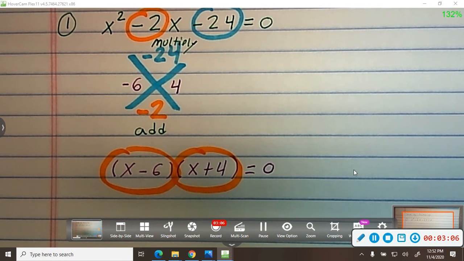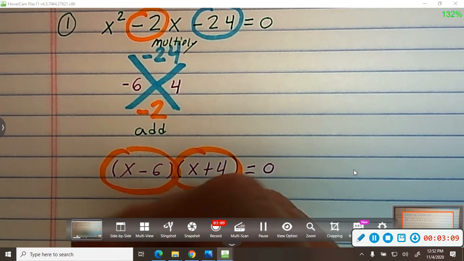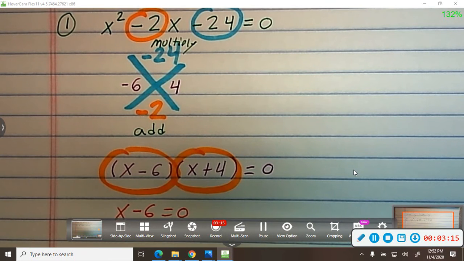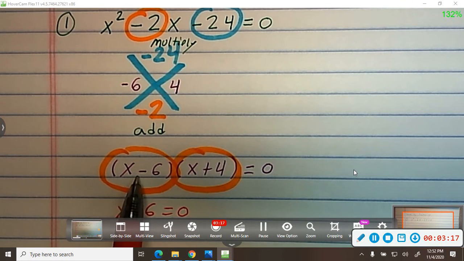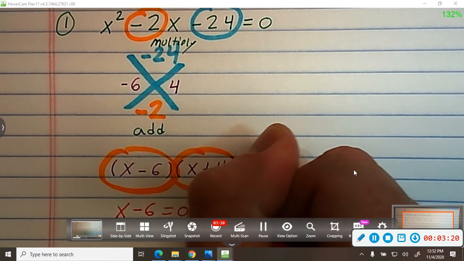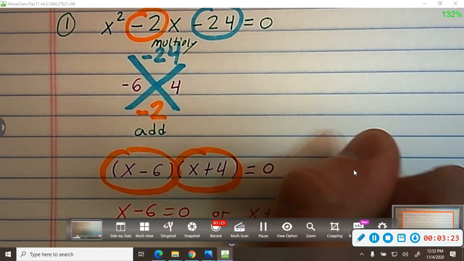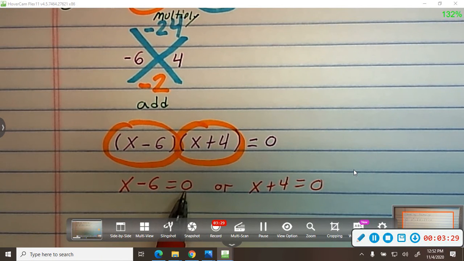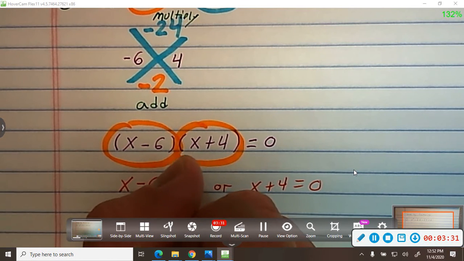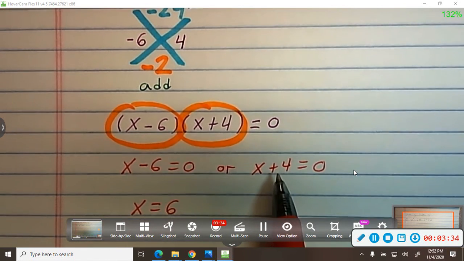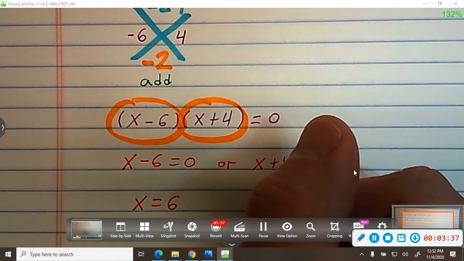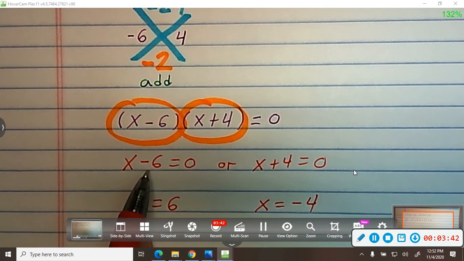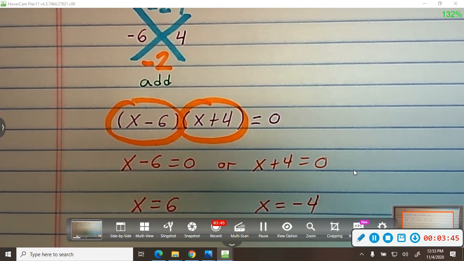So using that property, I could say that x minus 6 is 0. Either this is 0 or x plus 4 is 0. Solving that, what number minus 6 is 0 would be 6. Solving this, what number plus 4 is 0 would be negative 4. Most kids just memorize that it's the opposite. Negative 6 becomes 6. Positive 4 becomes negative 4.